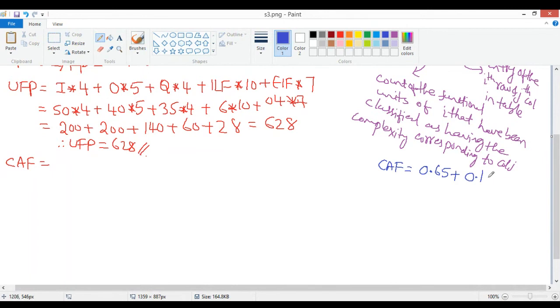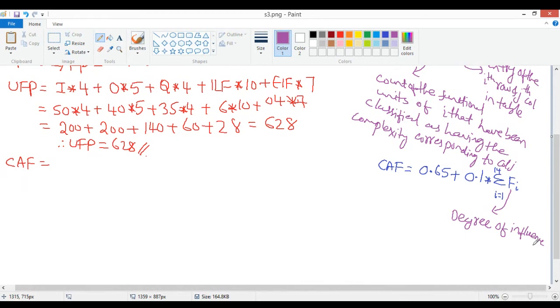0.1, multiplied with summation of i equal to 1 to 14 Fi. So there are 14 factors that are influencing the complexity of the project. They are already fixed, they are given. There are 14 factors that affect it. So this F is nothing but the degree of influence.